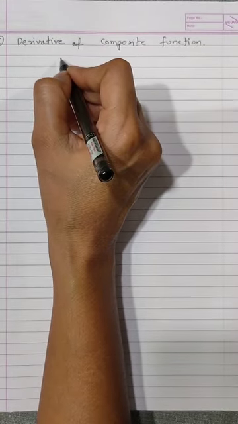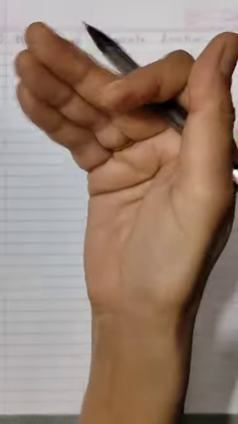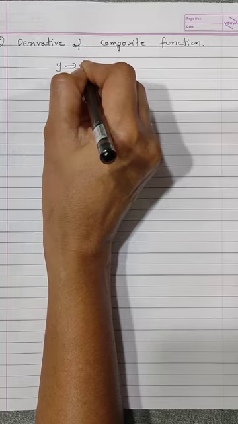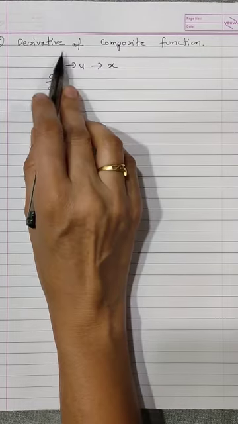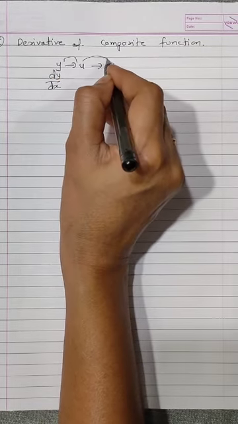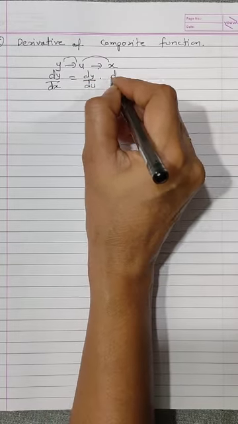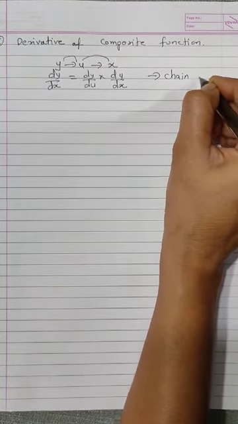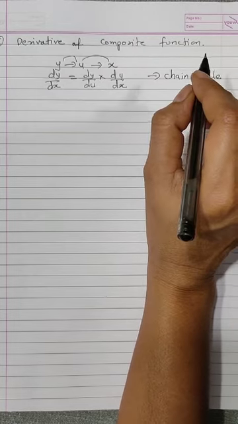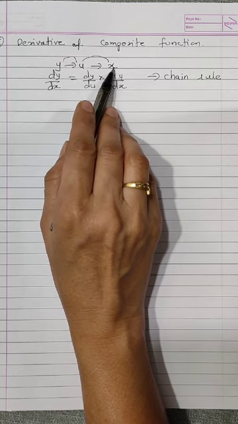Now when we started derivative we have taken y is a function of x. Now here composite function means function of function. So here y is a function of u and u is a function of x. So if we take derivative, it will be dy by dx, but y depends on u, u depends on x. So dy by dx will be dy by du into du by dx, and this is also called chain rule. A very important rule.